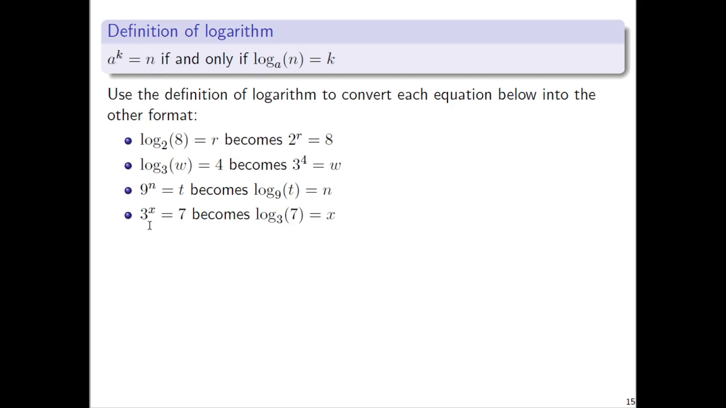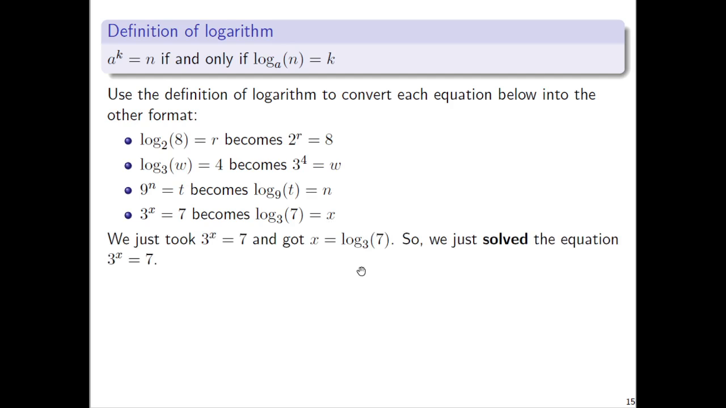Like for the last one, 3 to the x equals 7, so the 3 plays the role of the a. The k we end up plugging in x, and the 7 is plugged in place of the n here, and that's why we have now log base a of n, in other words, log base 3 of 7 is equal to k. And we already said earlier k was where the exponent was. That was x, and you see x here right by itself on one side.